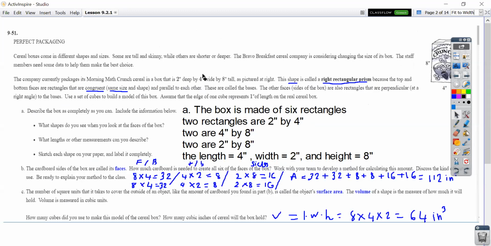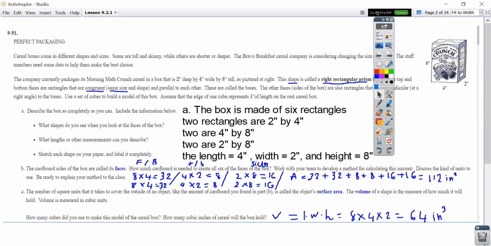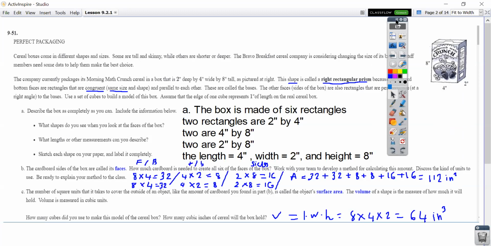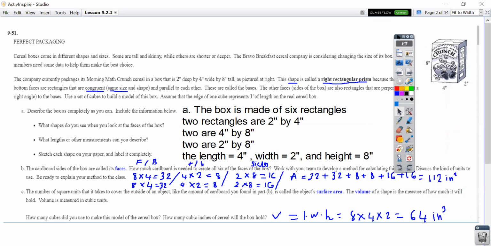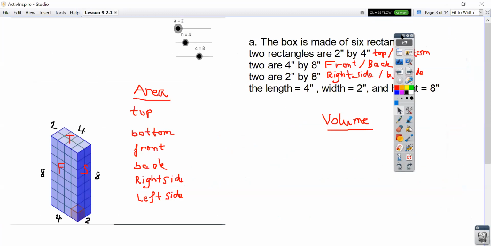The first one, they give you a cereal box. We have the length is 4, the width is 2, and the height is 8. We call this box a rectangular prism, a right rectangular prism, because the top and bottom faces are rectangles and they are congruent and parallel to each other. In question A, you are going to describe the box they give you as completely as you can.